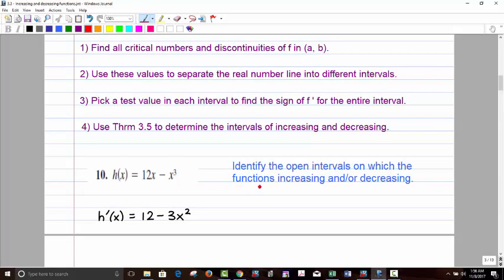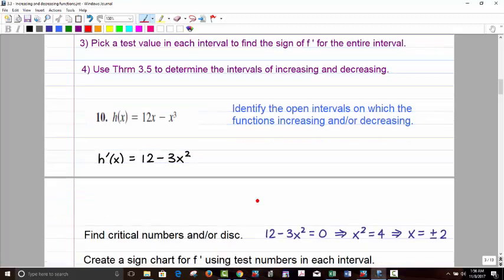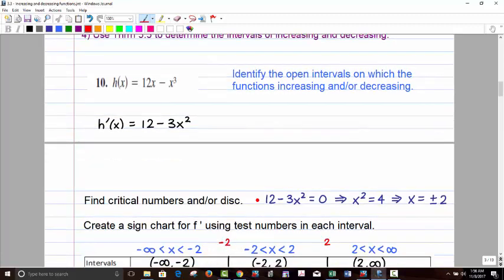All right, now you see this is not defined on an interval, so you're assuming all the way across the number line. Identify the open intervals in which the function is increasing and or decreasing. So it's 12x minus x cubed. We take the derivative. That gives us 12 minus 3x squared. Now this won't have any discontinuity, so we're only looking for any potential critical values. So we take 12 minus 3x squared equal to 0. That gives me x squared equals 4.